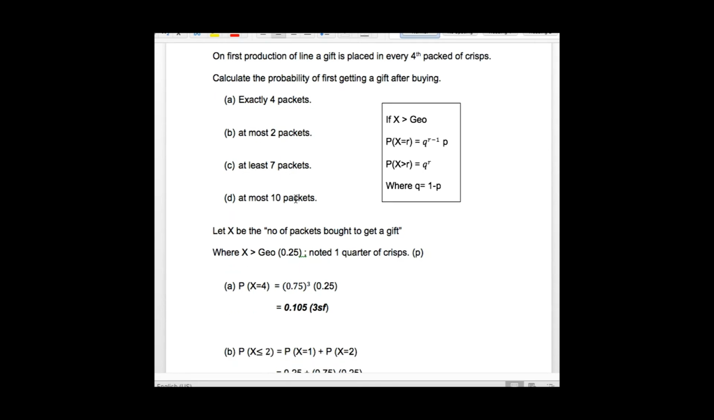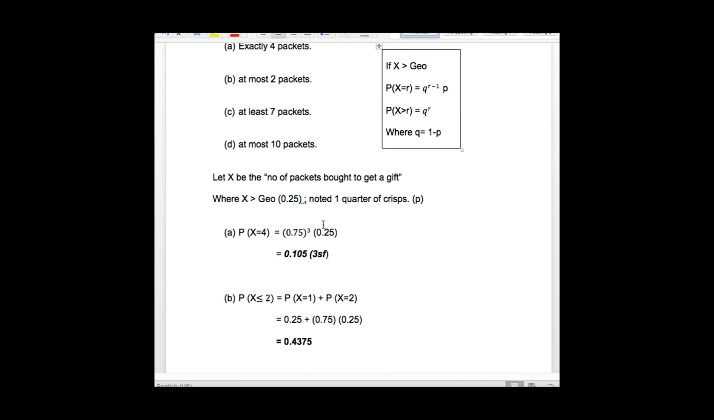This is the formula for the geometric distribution, where the random variable X follows a geometric distribution. The formula is P(X = r) equal to Q to the power of r minus 1 multiplied by P. And this one is the infinity formula, P(X greater than r) equal to Q to the power of r, where Q equal to 1 minus P. Let's solve this question.